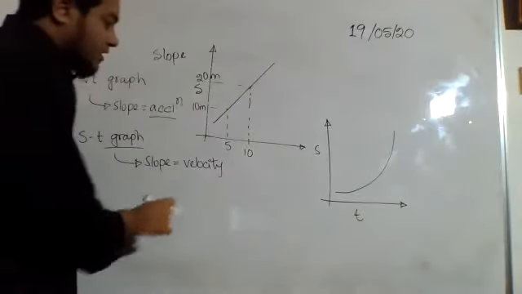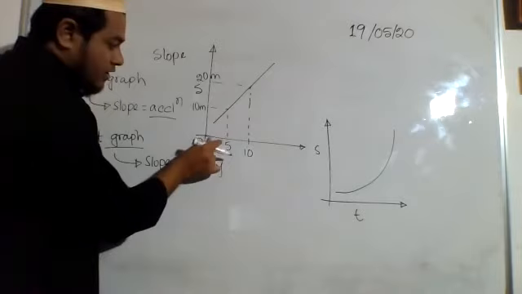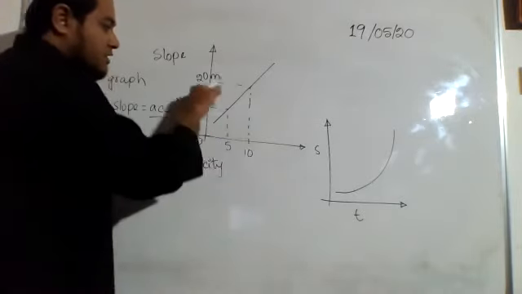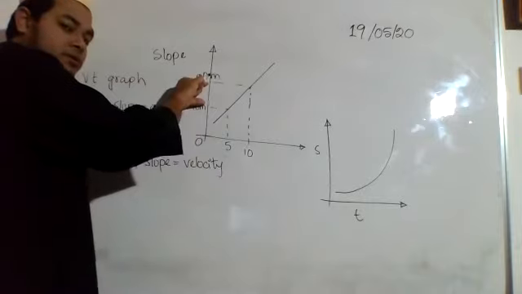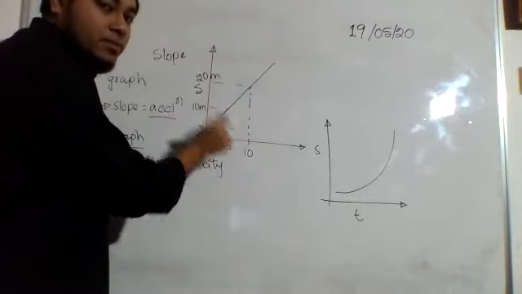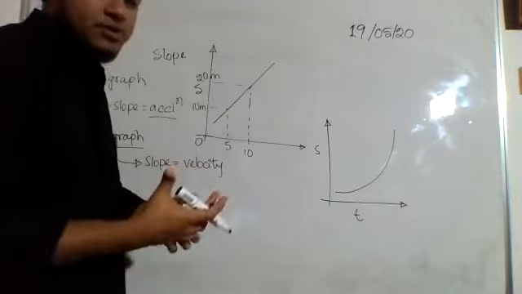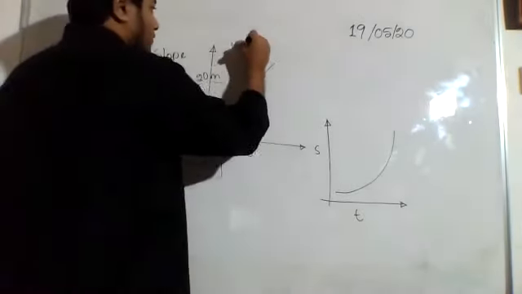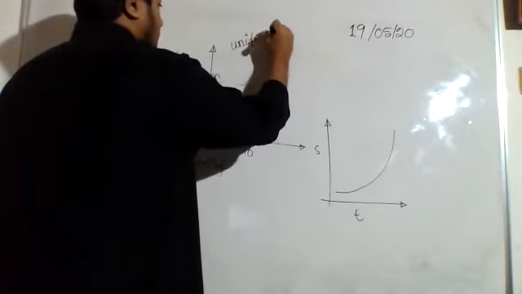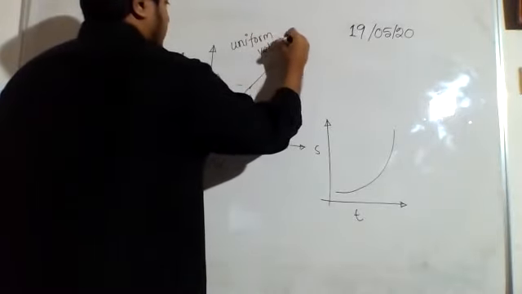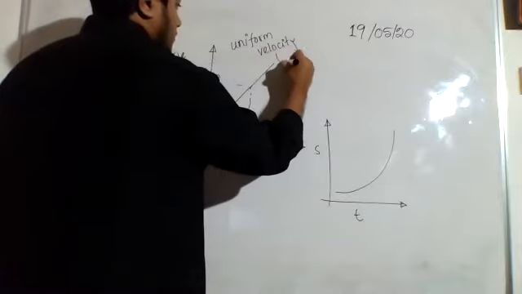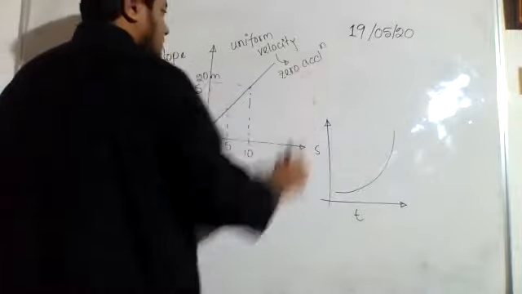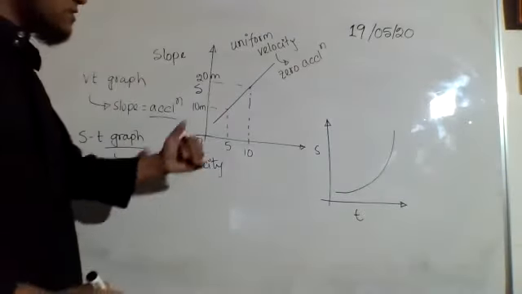So what is happening? This is the 0 point, right? Within 5 seconds, the distance covered is 10 meters. Within another 5 seconds, the distance covered is another 10 meters. So equal amount of time, equal amount of distance. This happens when you have the same velocity. So this is the case of uniform velocity, and also we can say zero acceleration. Acceleration is not taking place, because the velocity is remaining the same.